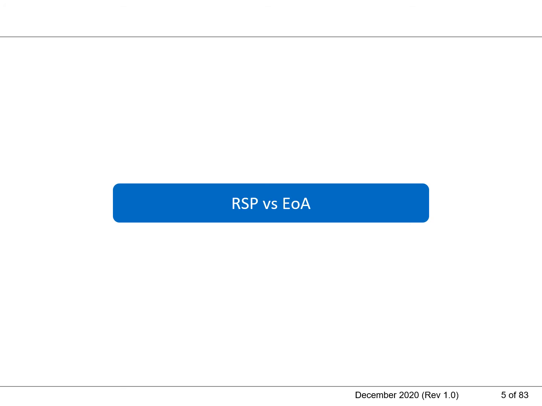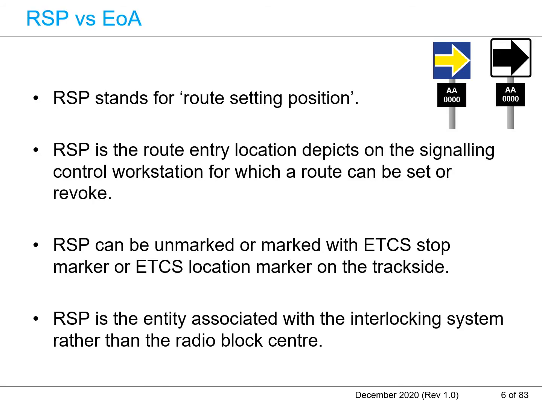The next section of this module explains the differences of RSP and EOA. RSP stands for Route Setting Position. The RSP is the route entry location, depicted on the signaling control workstation, for which a route can be set or revoked. RSP can be marked or unmarked.